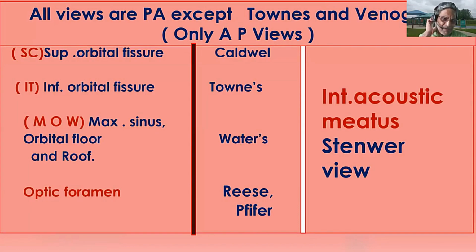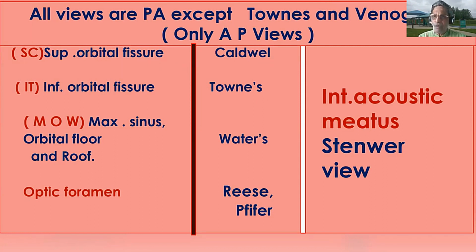This is a clue I used to give. One more, I already told you, all views are PA, except Townes and venogram. It's a classical question again. Superior orbital fissure, Caldwell. Inferior orbital fissure, Townes. Maxillary sinus, orbital floor, roof, Waters. Optic foramen, Rees or Pfeiffer. How to remember now? Just remember these words. Yes, C: superior orbital fissure, Caldwell. IT: inferior orbital fissure, Townes. MOW: maxillary sinus, orbital floor, roof, Waters.